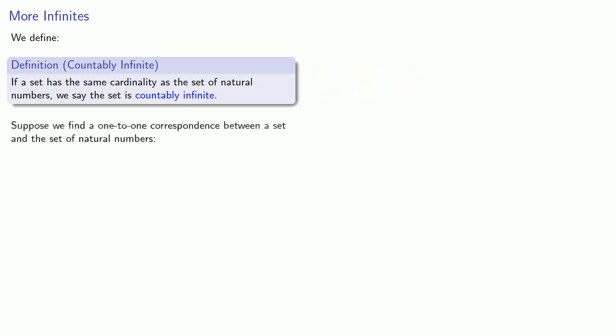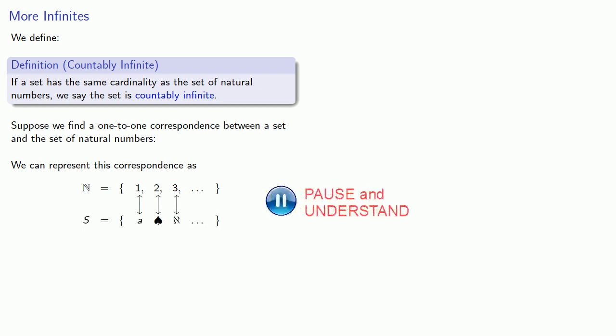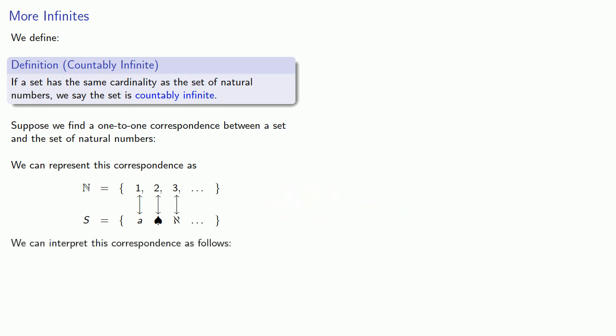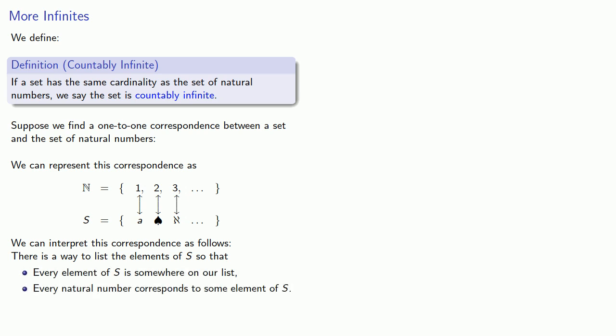Now, suppose we can find a one-to-one correspondence between a set and the set of natural numbers. We can represent this correspondence by having our set of natural numbers and our other set and identifying which natural number corresponds to which element of the other set. What's useful here is that we can interpret this correspondence as follows. There's a way to list the elements of S so that every element of S is somewhere on the list, and every natural number corresponds to some element of S.